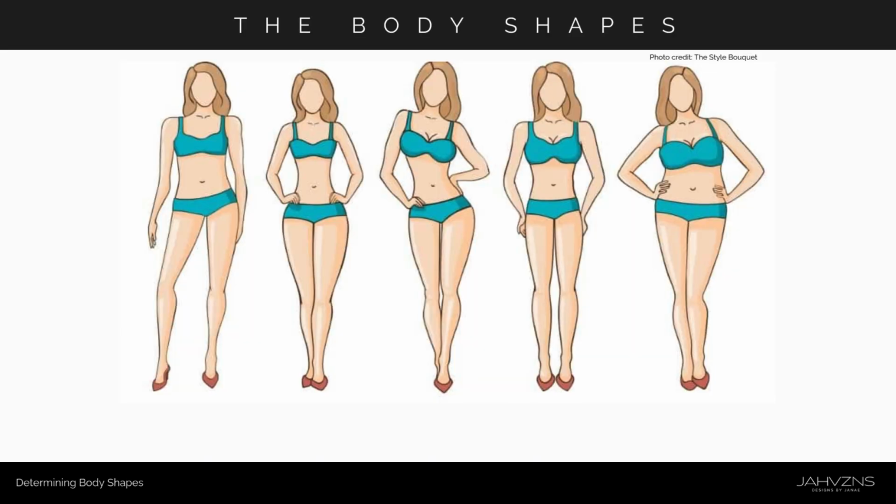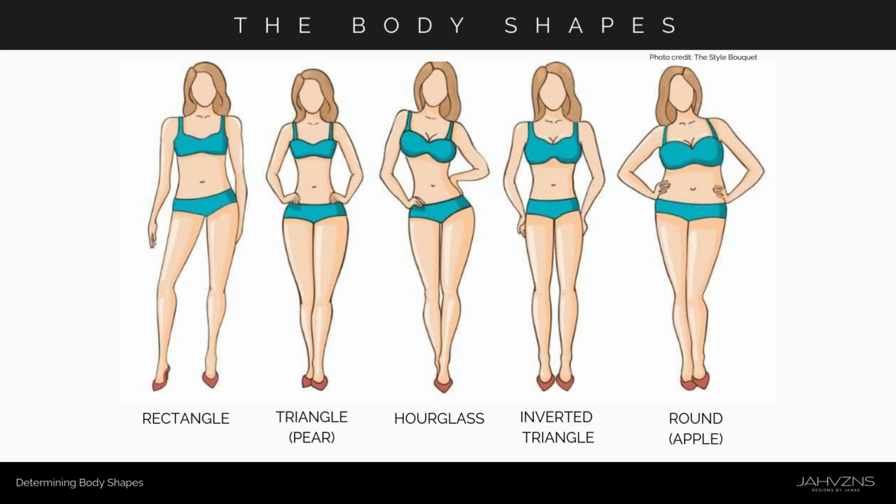There are 5 body shapes that are different combinations of your waist and hip widths. It doesn't matter if you have long or short torsos or long or short legs, anyone can fit within these 5 categories. First, we have rectangle, triangle aka pear, hourglass, inverted triangle, and round aka apple shape.